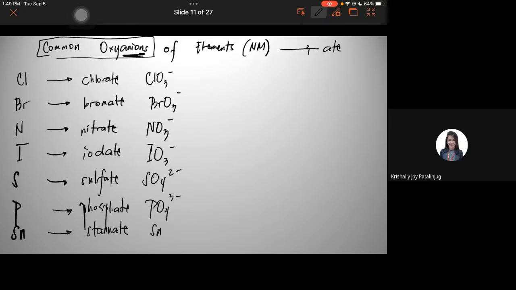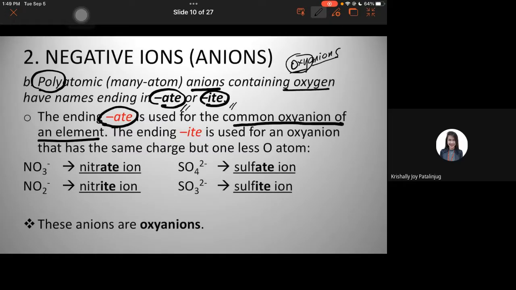Okay, how do we write the formula of stannate? SnO4. Wait. SnO3, I think, tama ba? SnO3 2 negative. So that is stannate. Okay, so that's it. Just memorize the common oxyanion of the element, those ending in ate. Once you memorize it, you can easily extract the ite form.